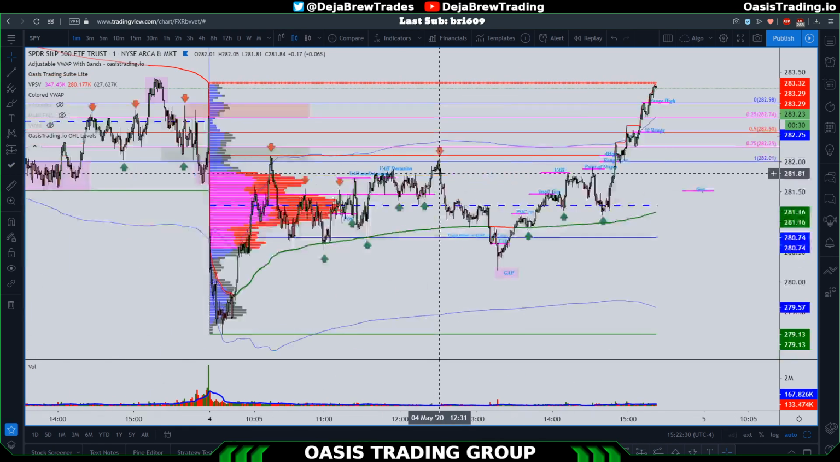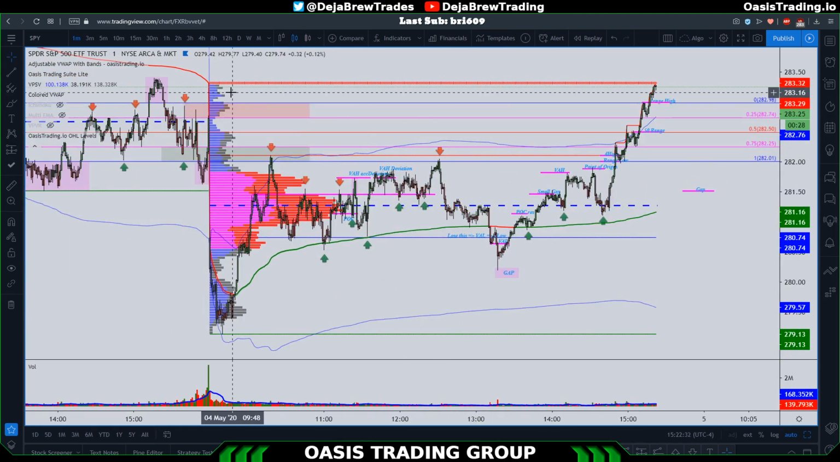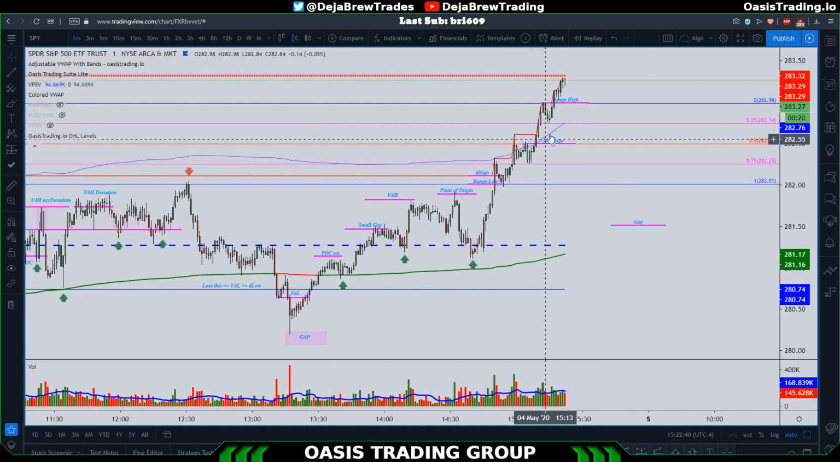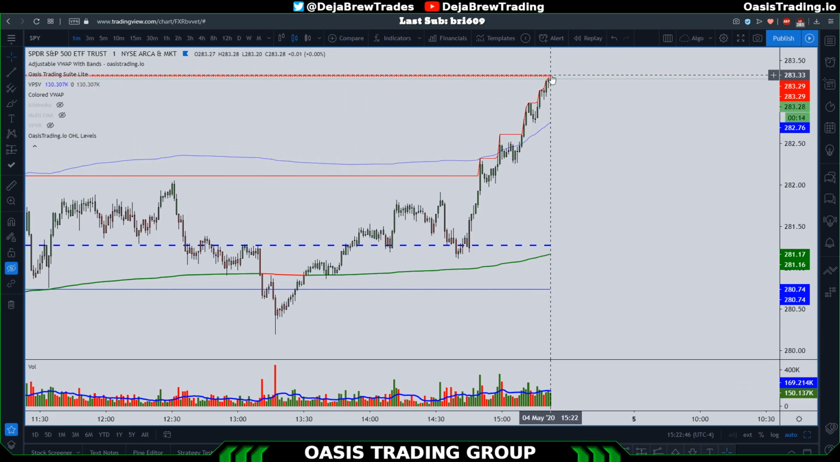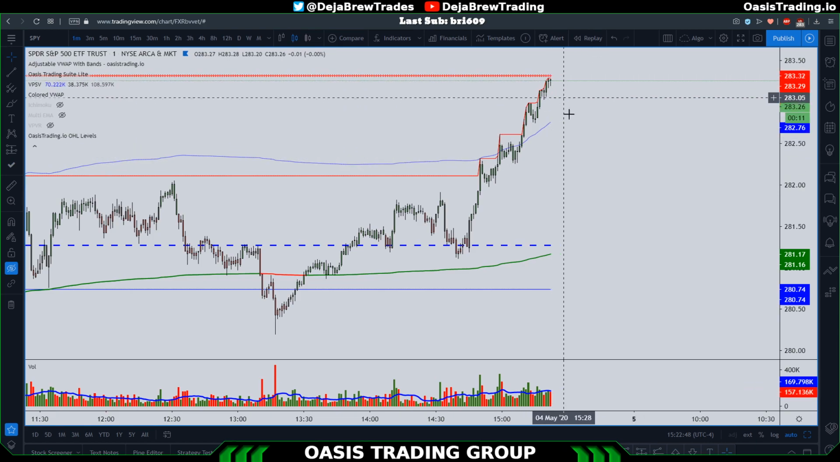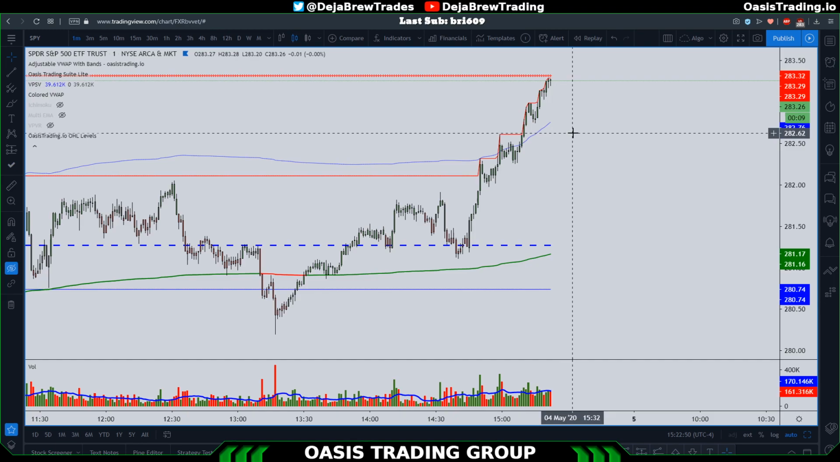Now for VWAP traders, you are retesting that VWAP close of Friday. You're a little extended on the upper VWAP band here, so you are outside the upper band a little bit. So you might fail this VWAP from Friday and pull back inside the band. We'll keep an eye on it.